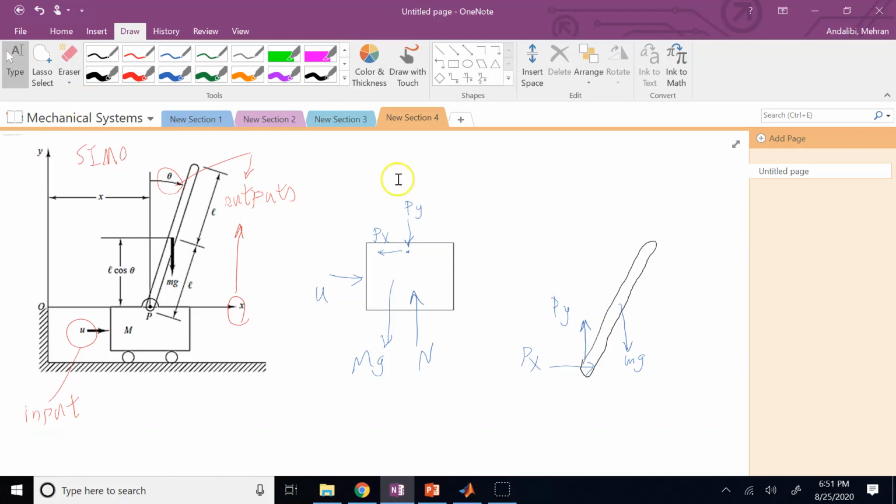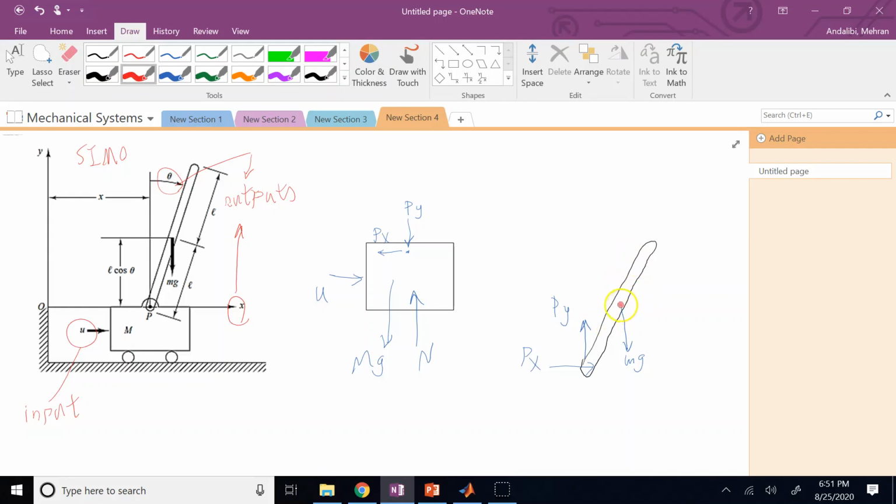Okay, now here, this object has only translation, so the only equation we write for this is the X equation, because it doesn't move in the Y and it doesn't rotate. But the pendulum does general motion. Its centroid moves in the X direction, the centroid moves in the Y direction, and it also rotates.